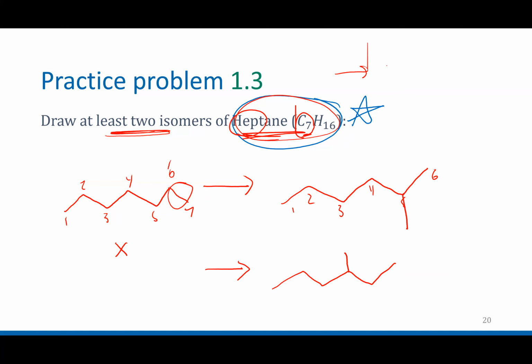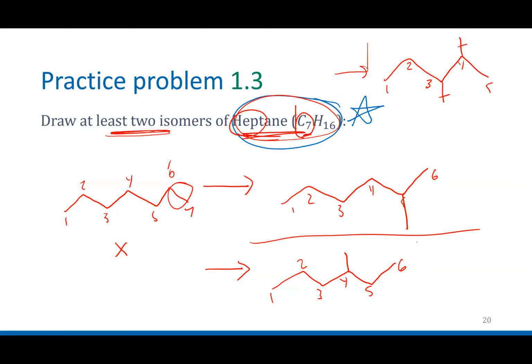So like another one, I'll do up top here. 1, 2, 3, 4, 5. You could do this, right? As long as you have 7 carbons, oh man, my pen. 4, 5, and then 6, 7. As long as you have 7 carbons total, it's going to be an isomer. So these two are probably the simplest ones. 1, 2, 3, 4, 5, 6.